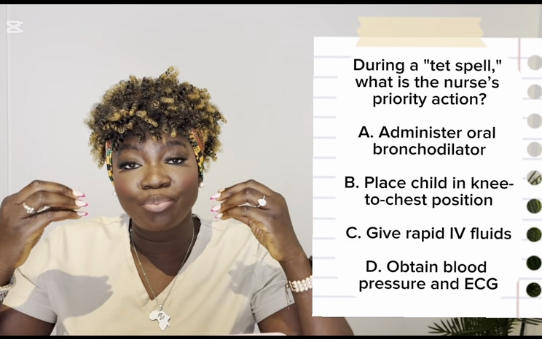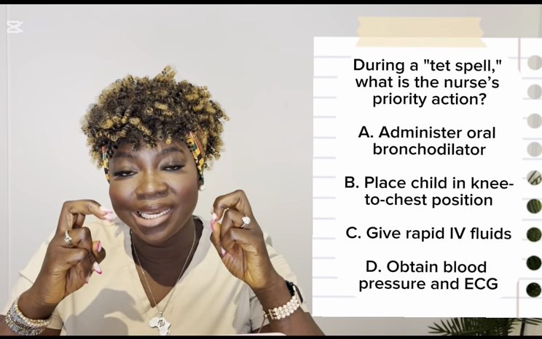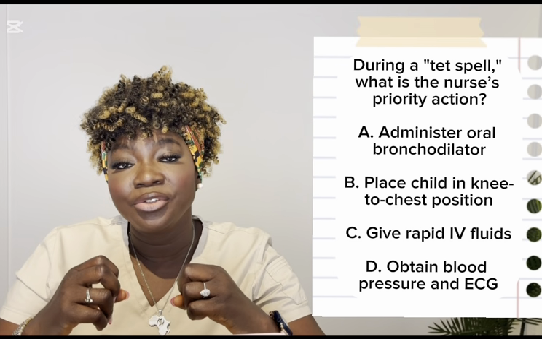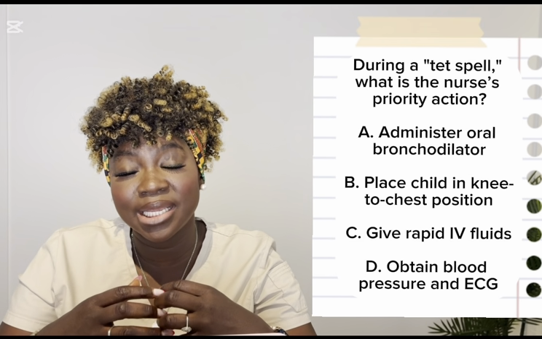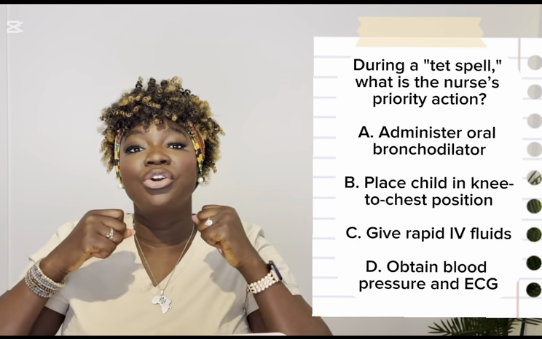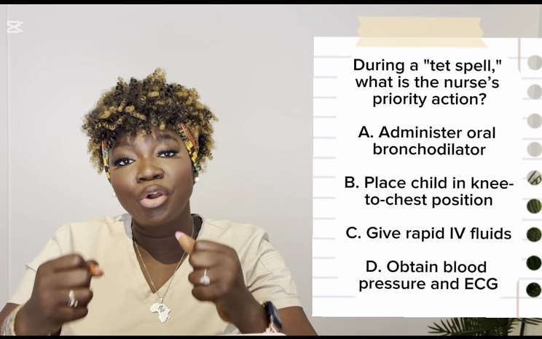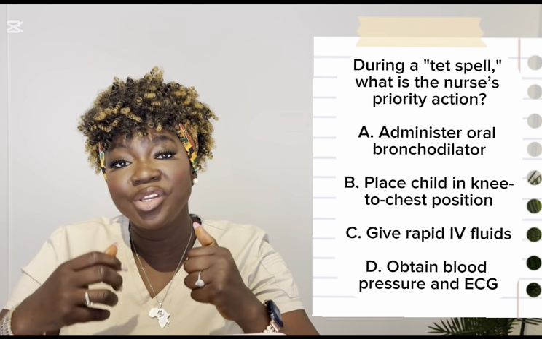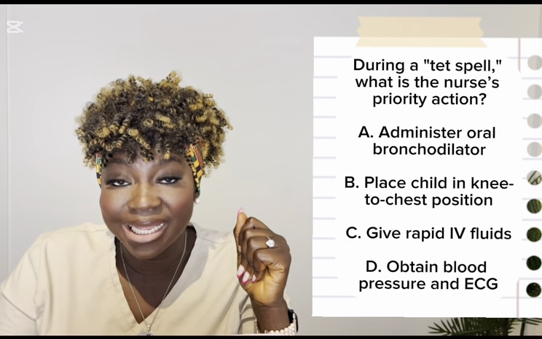Okay, so knee to chest position. When you put the baby in knee to chest position during a tet spell, like I said, there is bluish color of the skin, which is indicating lack of oxygen. When the baby is crying, feeding, or just awake, they can have a tet spell episode. You put them in knee to chest position. This helps to return oxygen to the body. This helps to return blood to the lungs and reduce the severity of cyanosis. Okay, so that's our right answer.